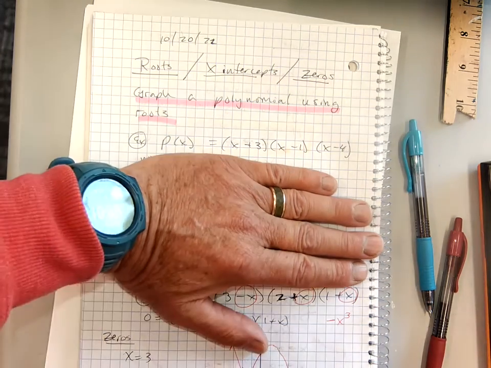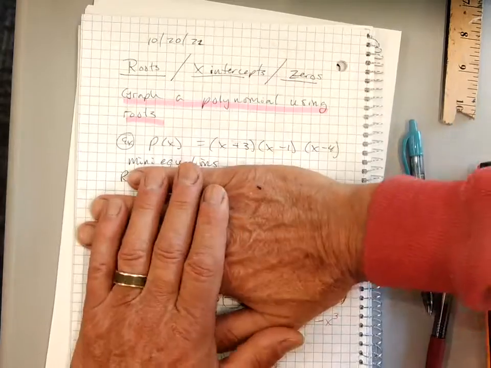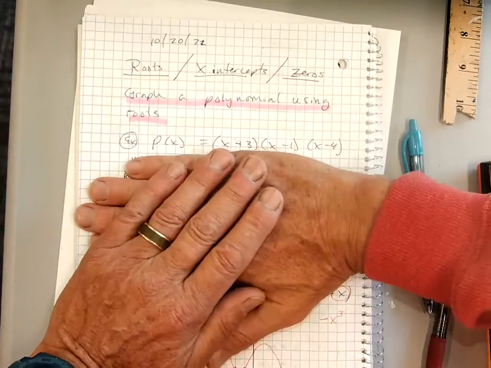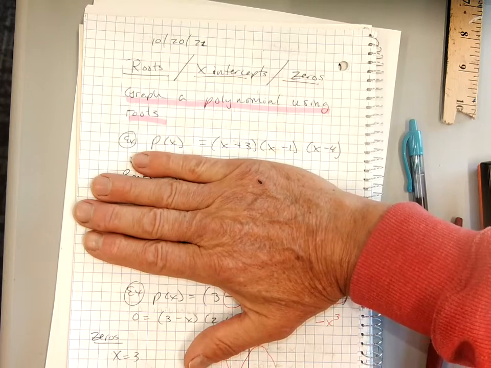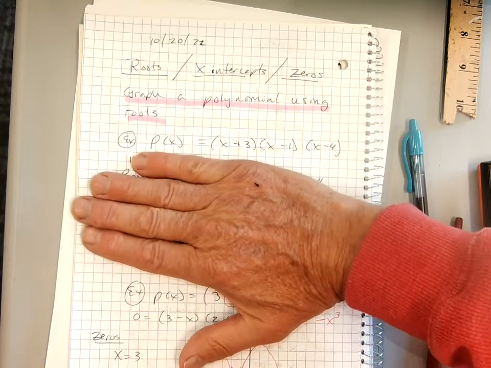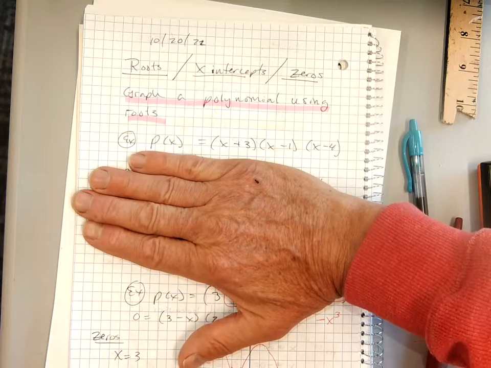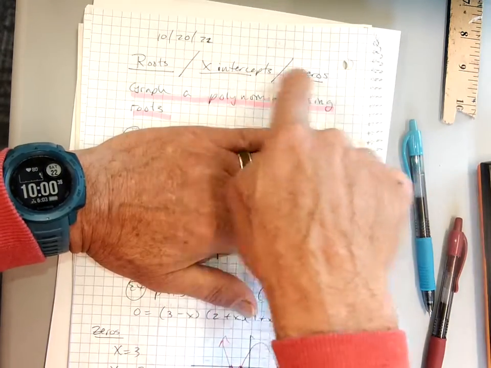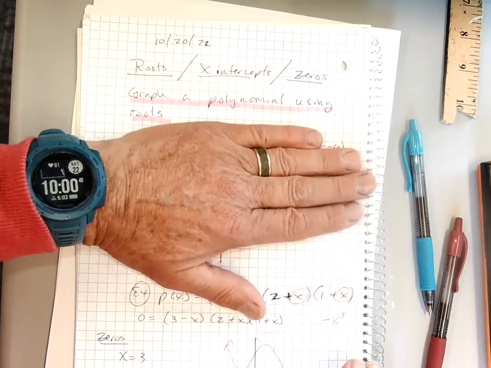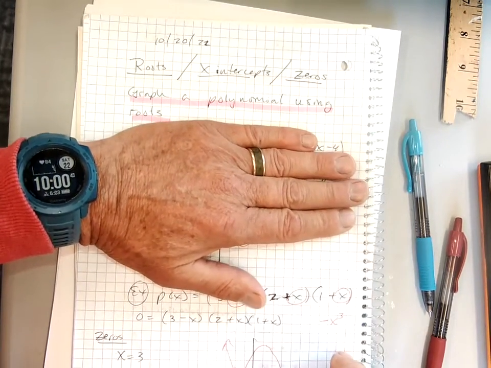Okay, let's recap the lesson. I'm hiding the graph because that's what we're going to try to do. Today we're going to talk about graphing polynomials by using their roots. We just want to get a general shape of a polynomial. Before we start, roots, x-intercepts, and zeros are all the same thing for us right now. So we're going to try and graph a polynomial using roots.